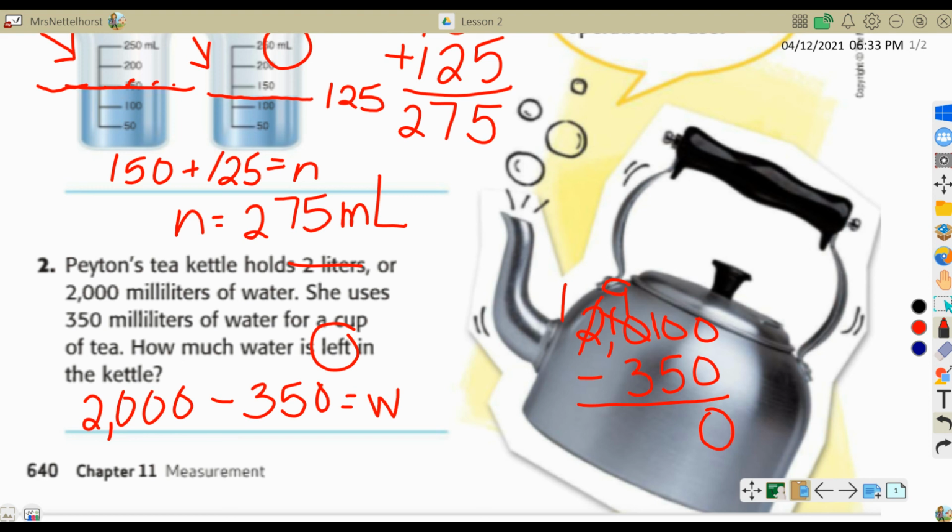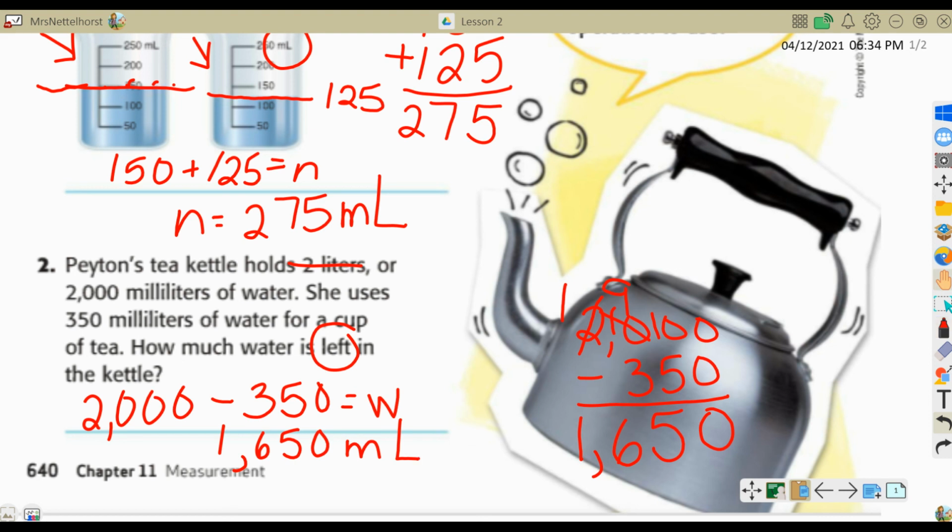So 10 minus 5 is 5. 9 minus 3 is 6. 1 minus nothing is 1. And I need a comma after my thousands place. So 1,650 milliliters. 1,650 lowercase m, capital L. If you did not understand how to do that subtraction, rewatch this part of the video again and rewrite it and do it again so that you understand it, because you need to be able to subtract with borrowing. We'll be doing that soon before the end of the year.